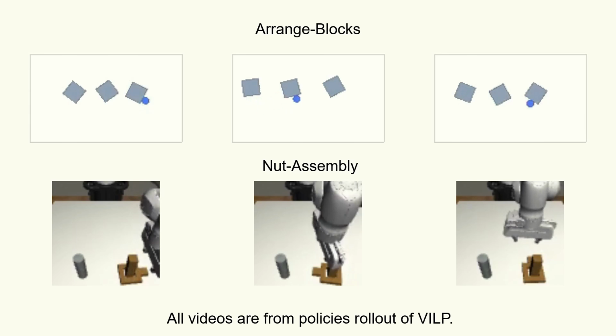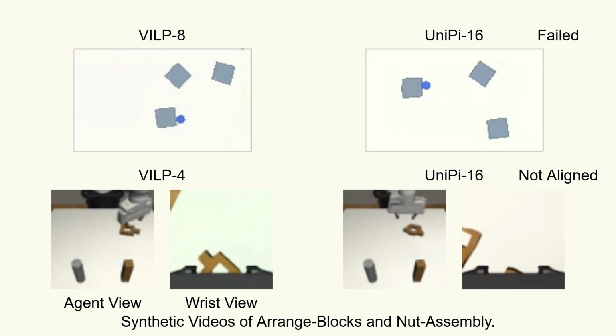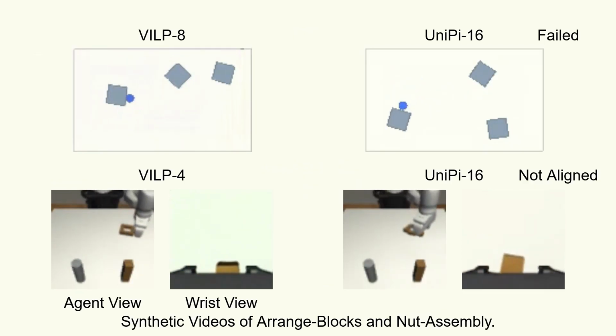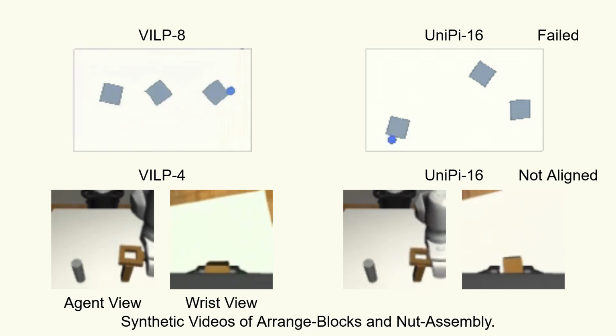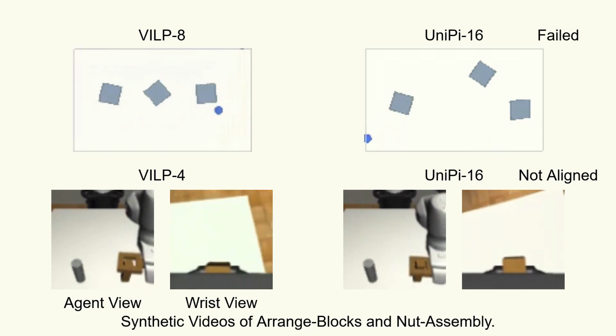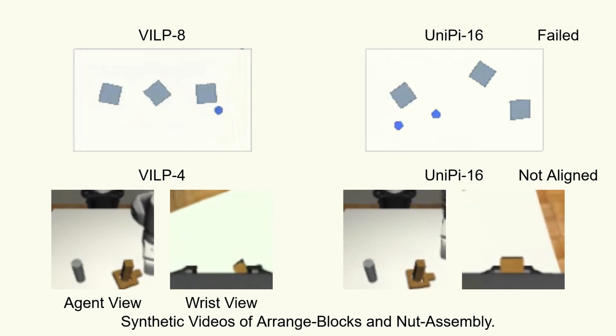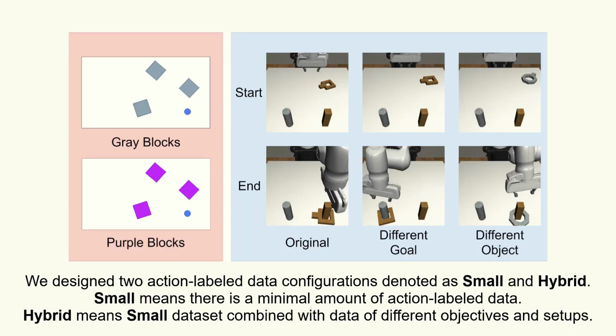From the perspective of video generation, as previously demonstrated, VILP outperforms UniPy. It is noteworthy that, so far, the videos have been long sequences generated by open-loop inferences. However, in imitation learning with video planning, we adopt a receding horizon planning approach rather than an open-loop method. For low-level policy training, we designed 2 action-labeled data configurations for each task, denoted as small and hybrid. Details of how these datasets were constructed are shown in the paper. The purpose of designing these datasets is to explore the extent to which imitation learning with video planning depends on action data.